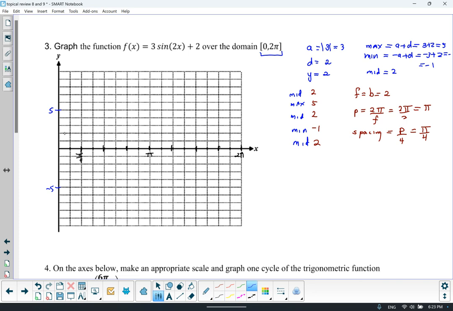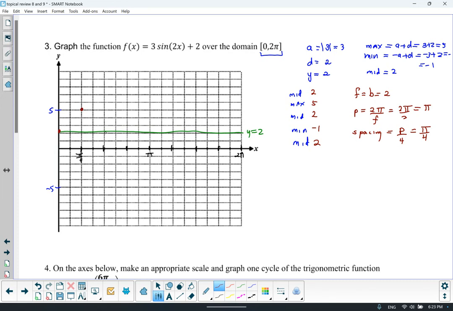Next, I'm going to graph my midline, which is y equals 2, and label. And now I'm ready to graph the points. So we're starting on our midline. So it's 2, moving over every 2 boxes because that's pi over 4.